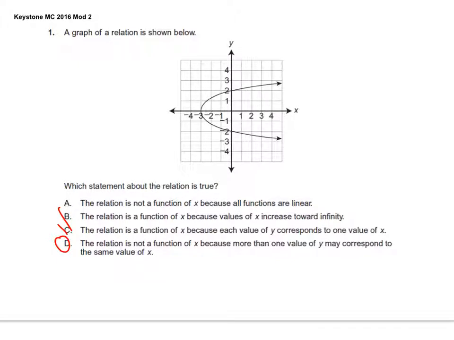Okay, so let's go over the answers here in 2016 multiple choice mod 2. Looking at question 1, we have a graph of a relation. Clearly it's not a function because it does not pass the vertical line test, and that's what they're asking here: which statement about the relation is true.